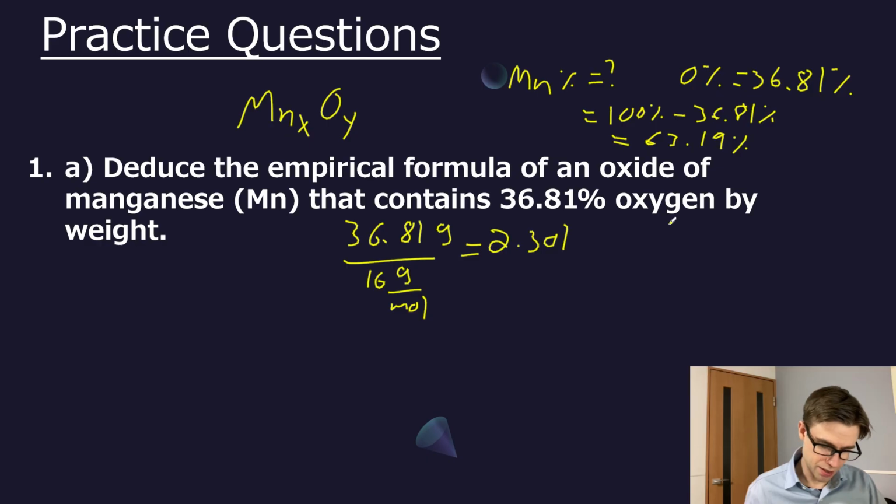For manganese then, you're going to do 63.19 grams divided by manganese. Go look on the periodic table. You'll find it's 54.94. And that comes out to 1.150.